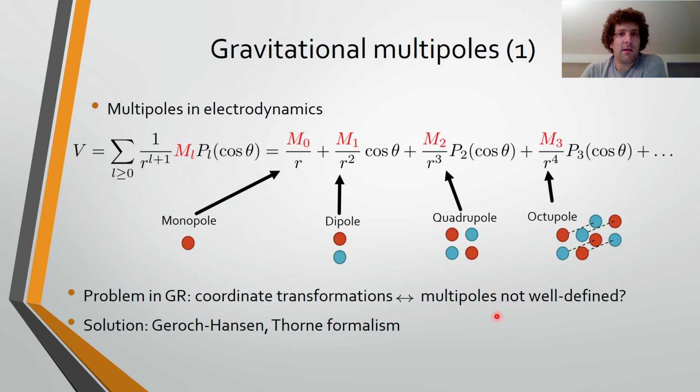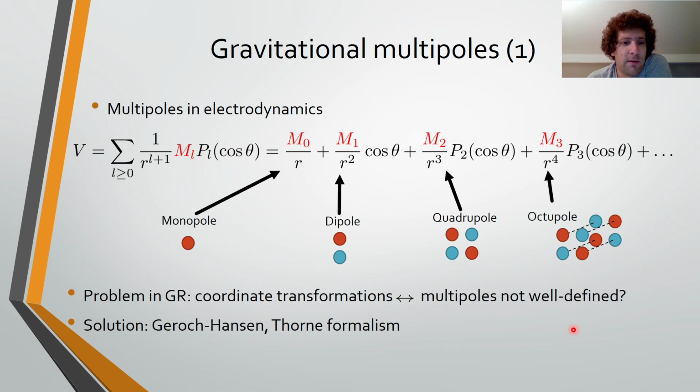So just to set the scene, multipoles, or of course the multipole expansion, is something that we all know from, for example, electrodynamics, and essentially it's just a 1 over r expansion where each term comes with a more and more subleading power of r. So we start usually with the monopole, then we go to a dipole, quadrupole, octupole, and so on. Now doing a 1 over r expansion in GR might seem problematic because we have general coordinate transformations or general coordinate invariance. And so you might worry that these multipoles are not well defined.